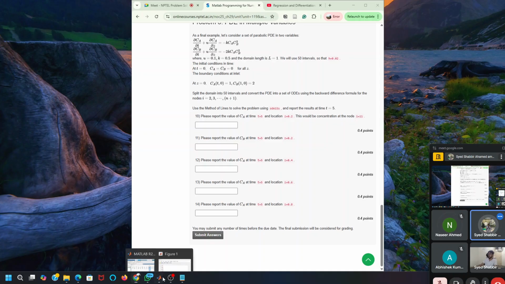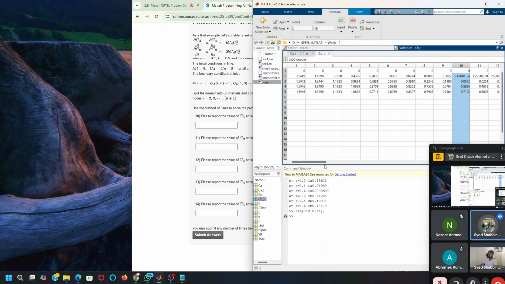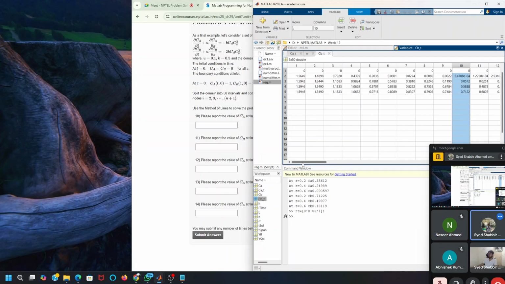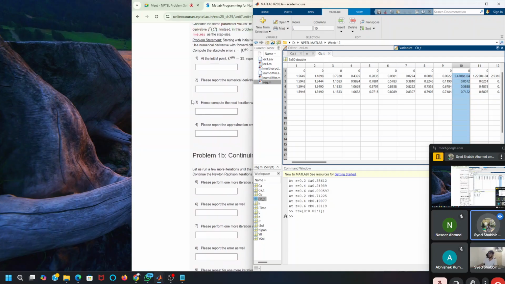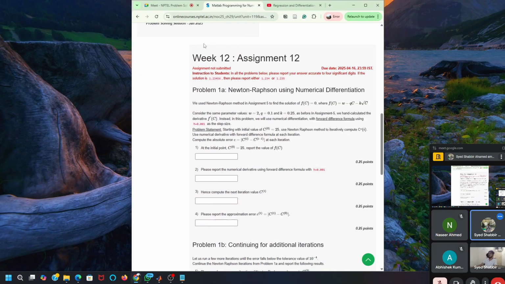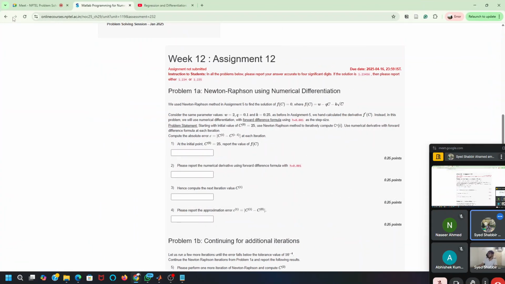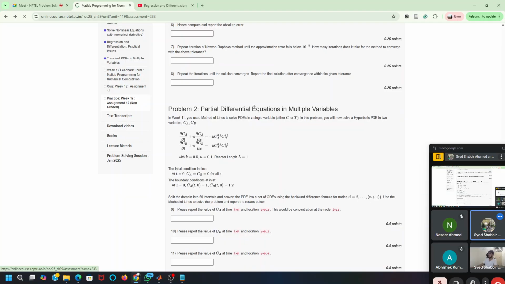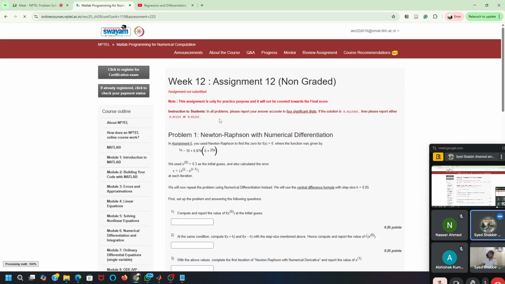Okay, so the tricky part here is only finding out the nodes and what is the position of that node in the solution vector. That's what it is. We can also see this practice assignment, where a similar kind of problem is given.